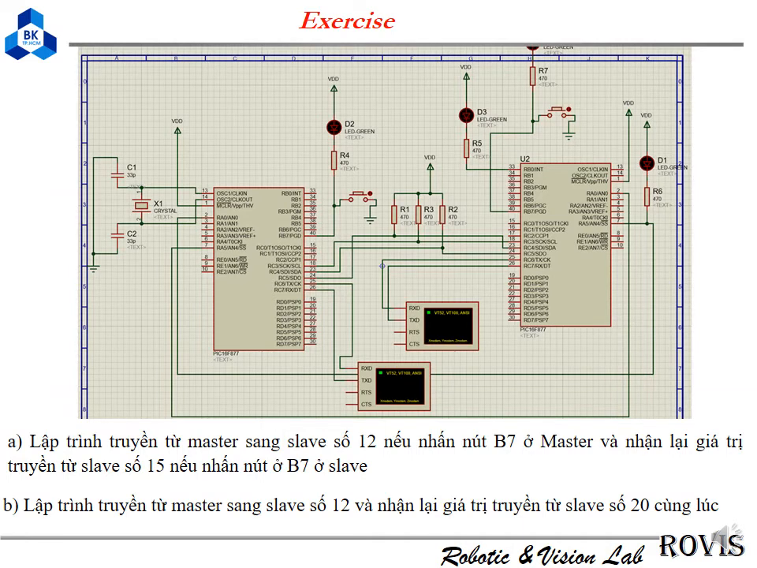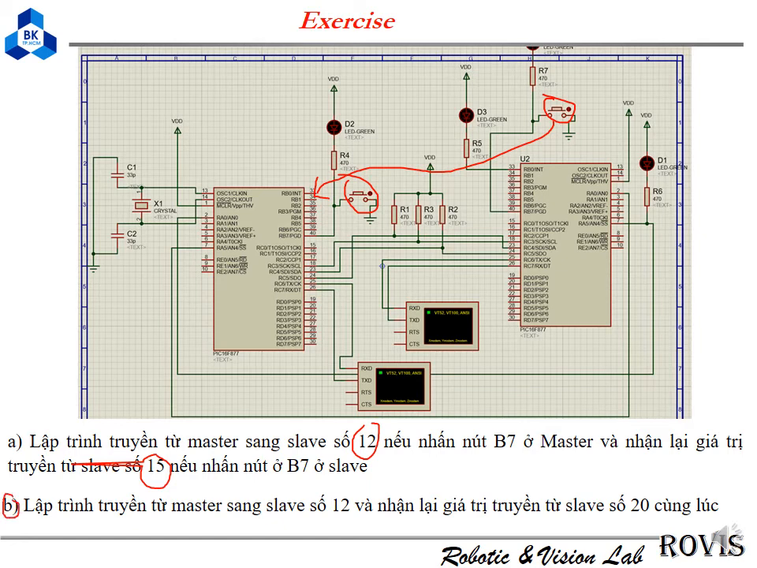And here is another, more complicated case. Example, in question number 1, we just transmit the data from master to slave. If we click the button 7 here, it will transmit the number 12. And if we click the button here, the slave will transmit to the master again the number 15.